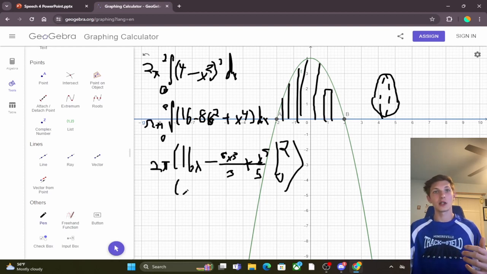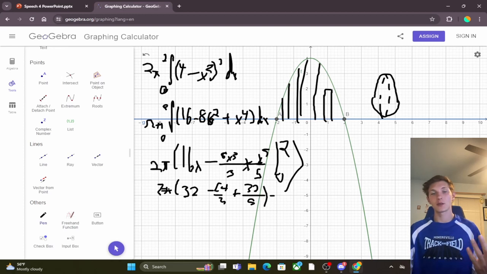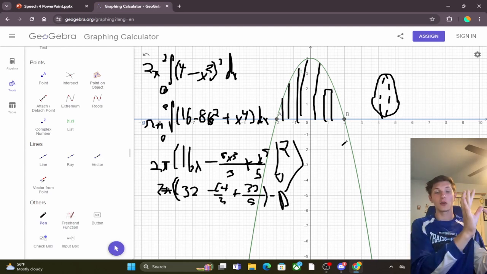So for this next step, we're going to be plugging it in. So we get 2 pi times, and do not drop your multiplier out here, 32 minus 64 thirds plus 32 fifths, subtracted by 0 times all of that, which is just 0. And that's all in one section. I'm going to move my work up here. I'm going to move my camera over here.